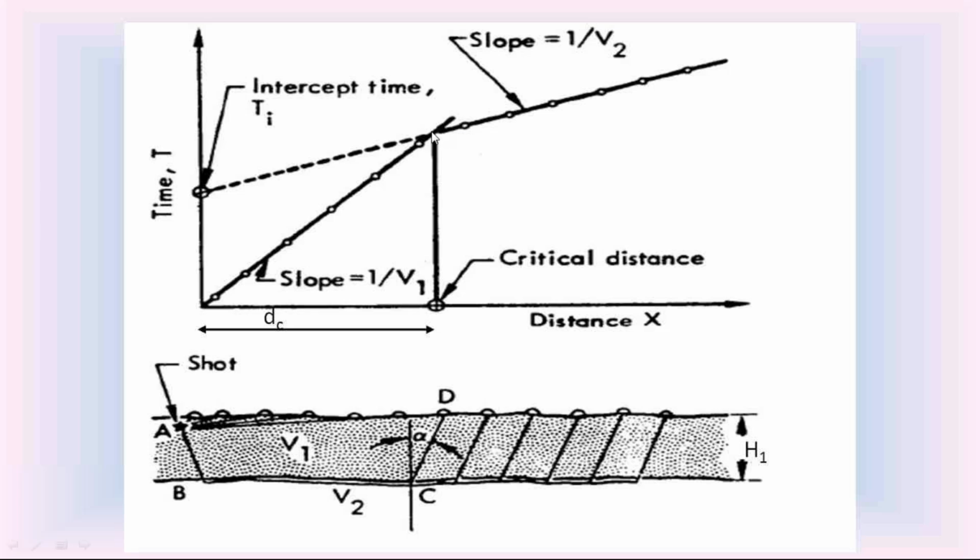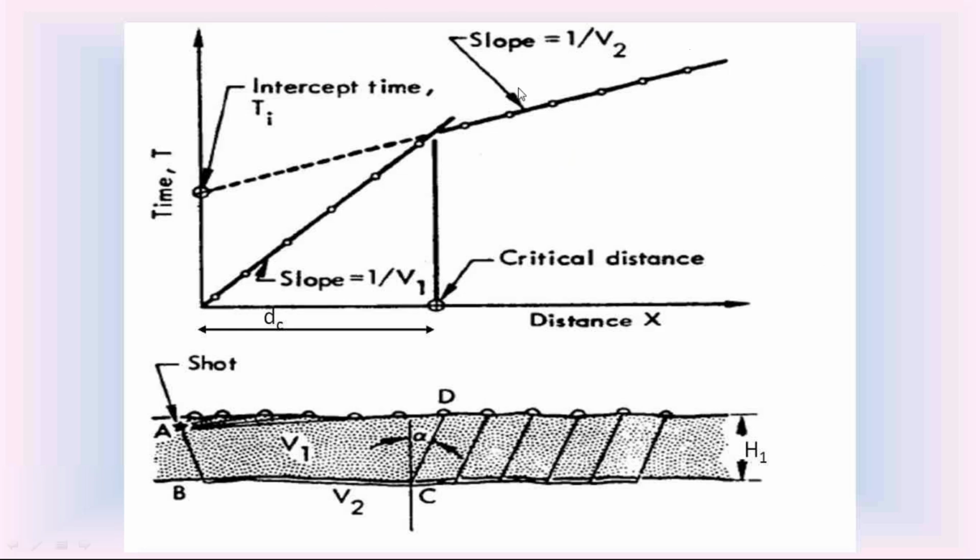Similarly, find out the slope of the second straight line. That slope of the second straight line is equal to 1 by V2. V2 is the velocity of the seismic wave in the second soil layer. Calculate the velocity V2. So from this graph, we can calculate the velocity V1 from the slope of the first straight line. We can calculate the velocity V2 from the slope of the second straight line.